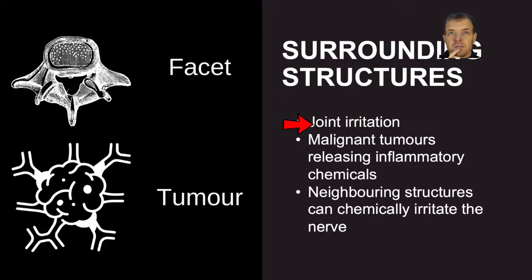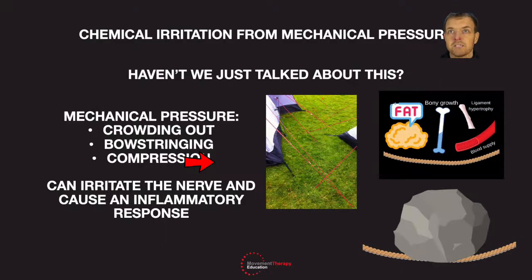We could have a joint irritation. Malignant tumours also release inflammatory chemicals, and neighbouring structures can chemically irritate the nerve as well. So we've got lots of different reasons why the nerve might get irritated. It's not always a nasty one. It can sometimes be quite benign. Okay, so it may not be too much of an issue at all.